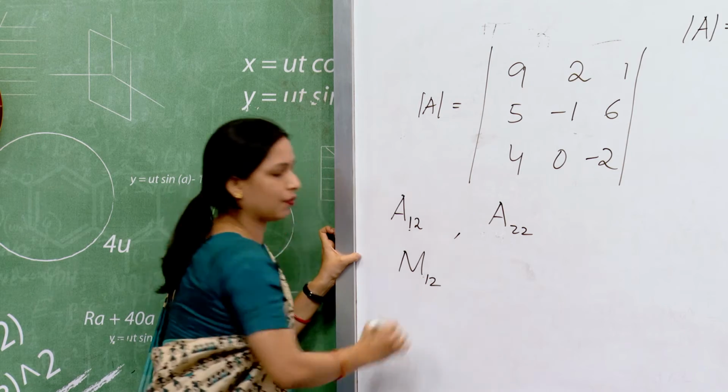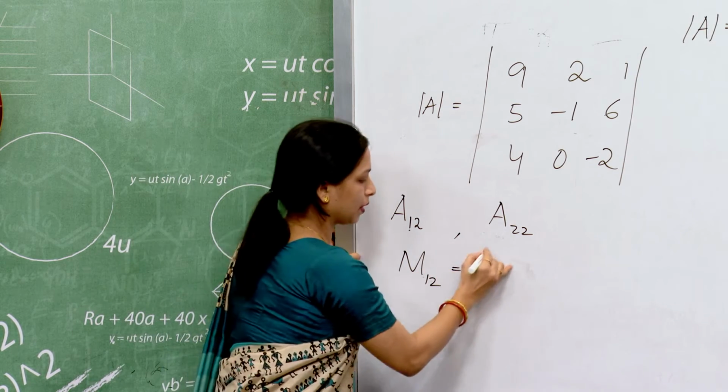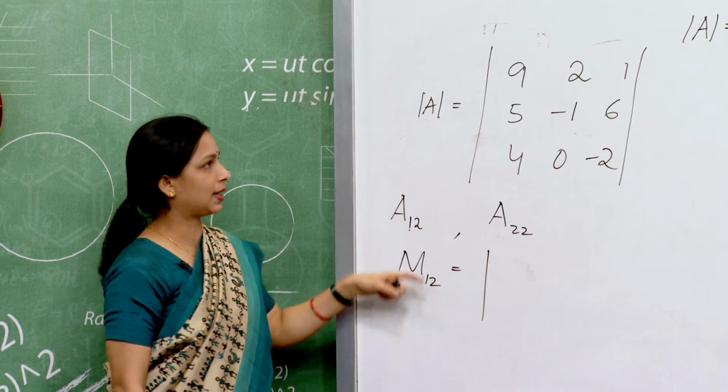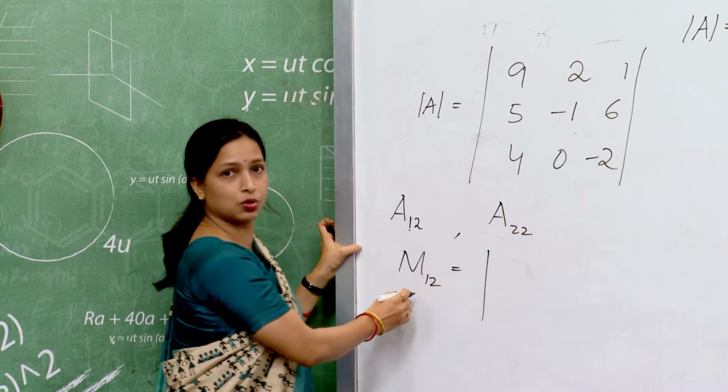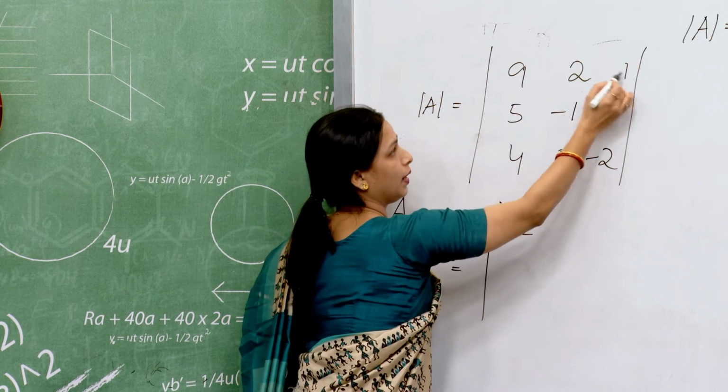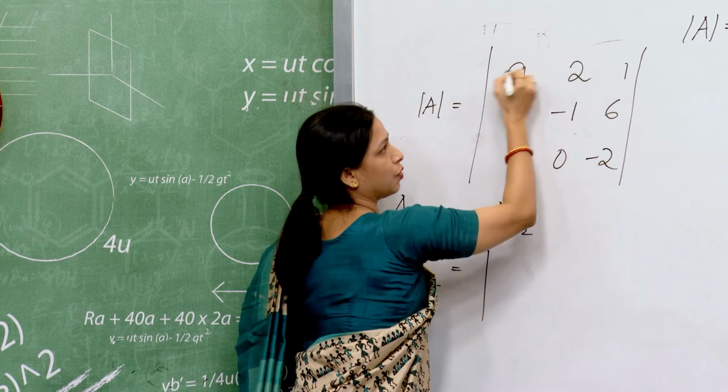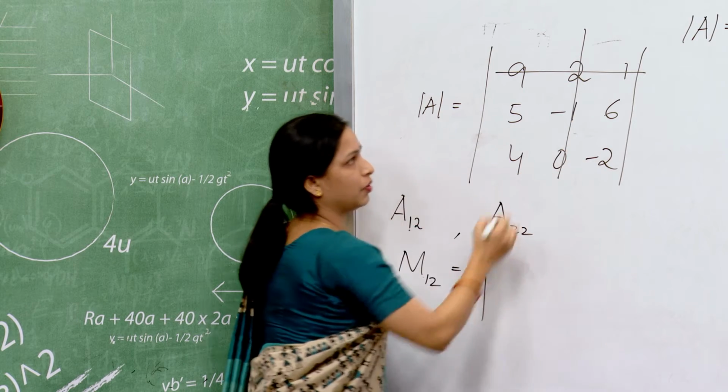So, minor of A12 will be what? First, we need to select the element. So, the element is 1, 2, meaning row 1, column 2. So, row 1, column 2, that means 2. So, we have to delete the row and the column in which 2 exists.